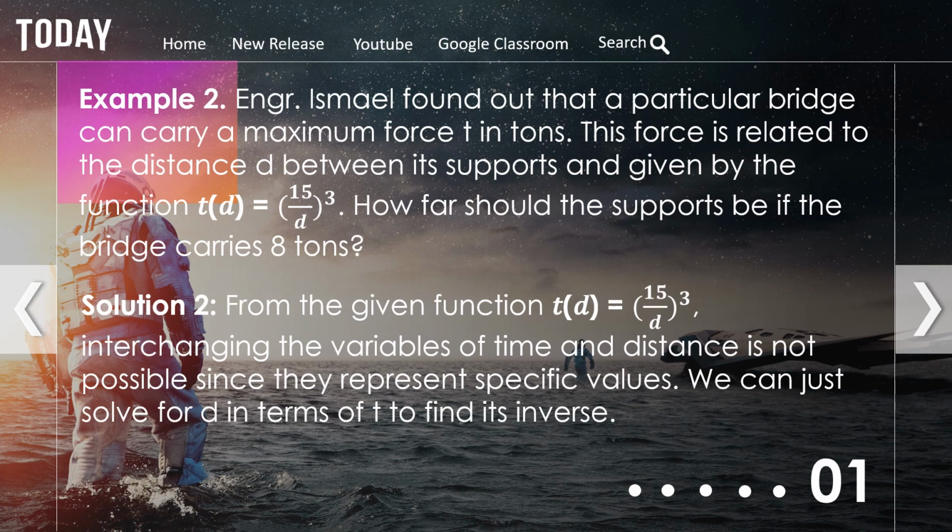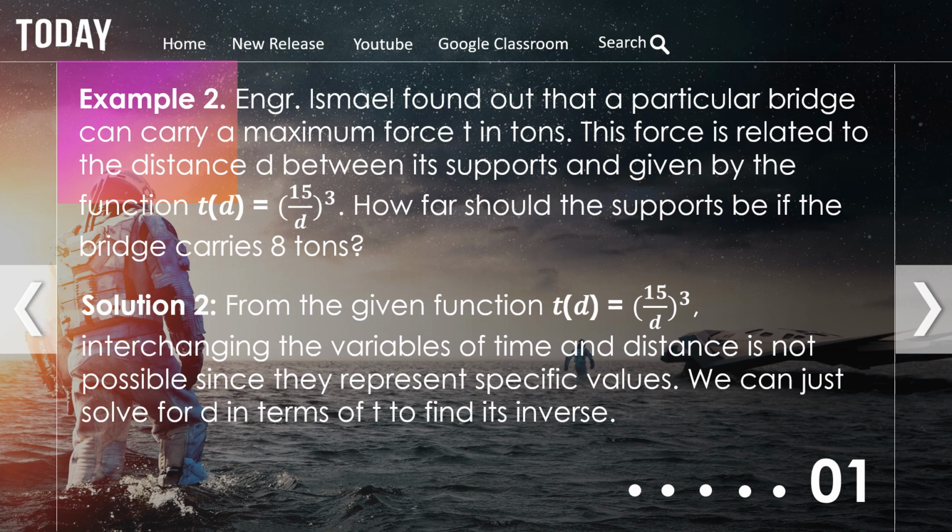So, solution. From the given function in the problem, we have T of D, which is equal to 15 over D cubed. Interchanging the variables of load and distance is not possible. What we did earlier is not possible in this problem since they represent specific values. So we can just solve for D in terms of T to find its inverse.